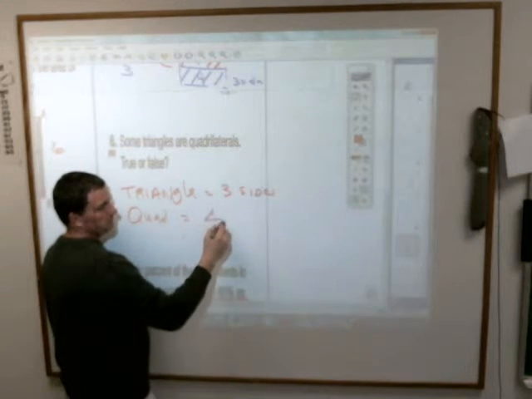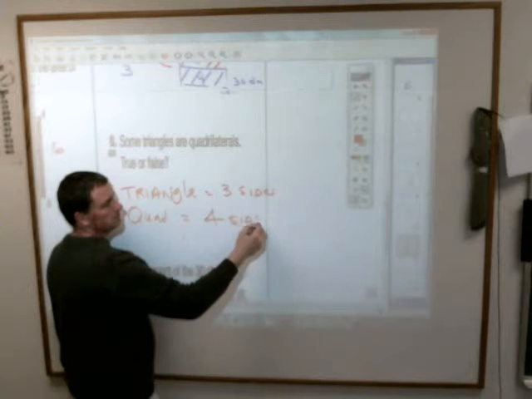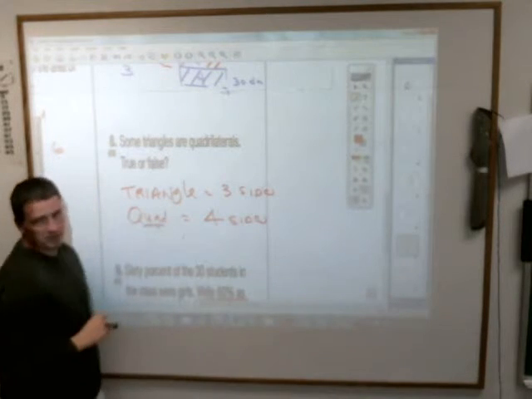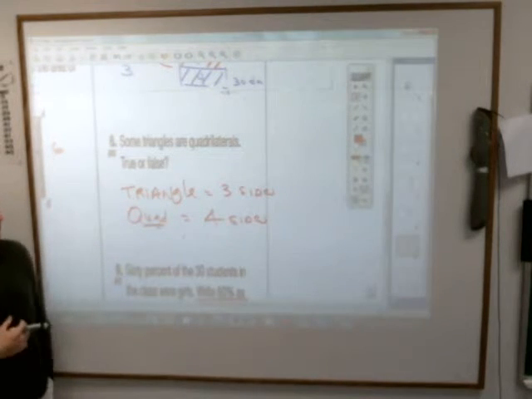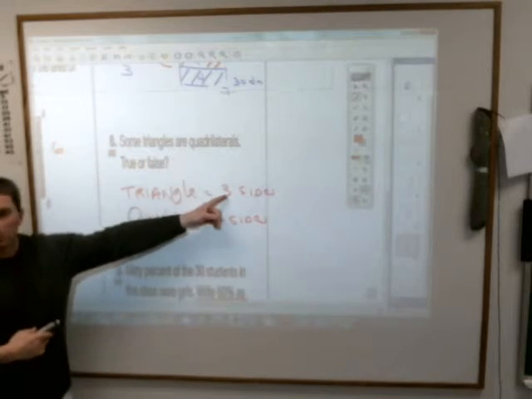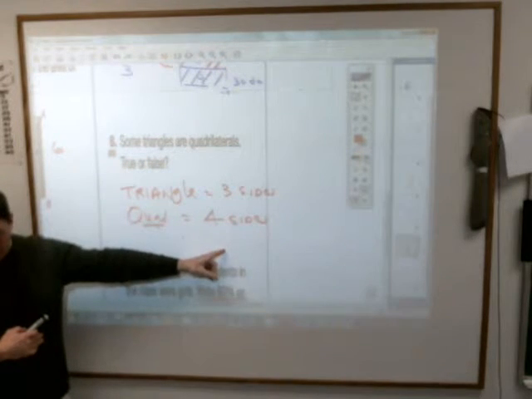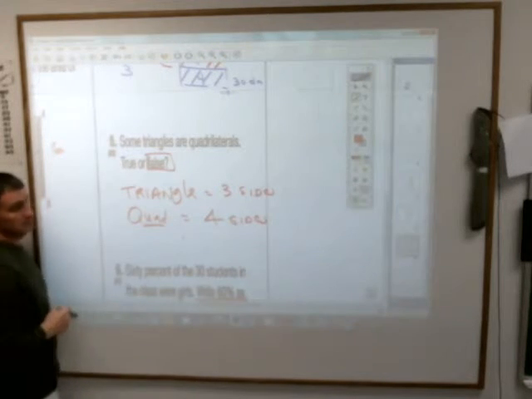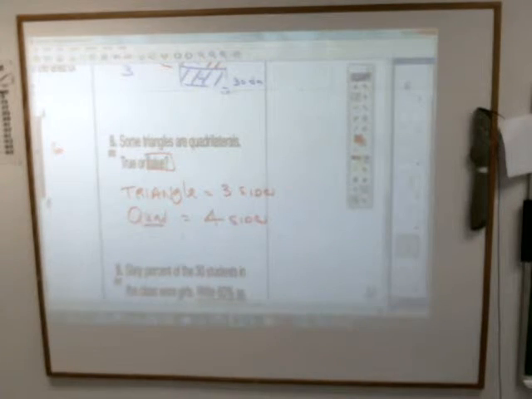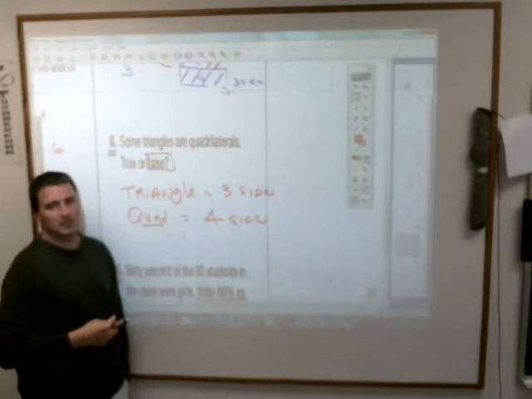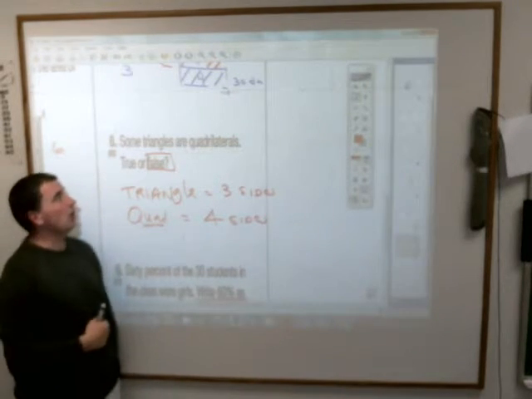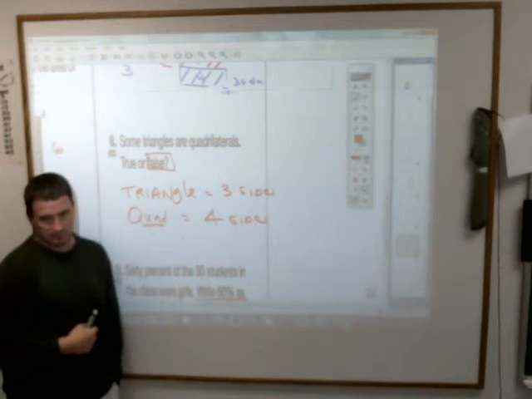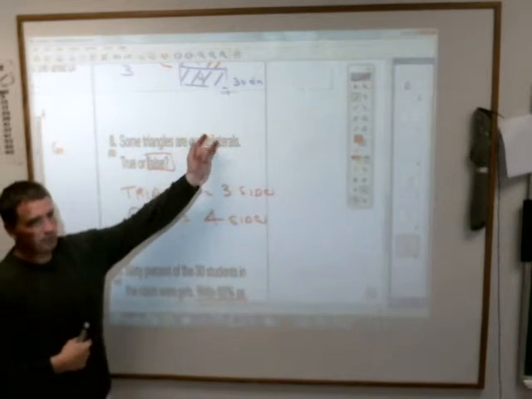It is a closed shape. Quad is a 4-sided shape. But the question here is, could you have a 3-sided shape that is also a 4-sided shape? False. There's no possible way. You're probably thinking polygons, not quadrilaterals. A polygon is a closed shape, and in that case, it would be all triangles are polygons. But this says quadrilaterals, 4-sided shapes.